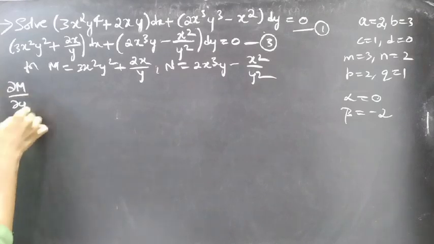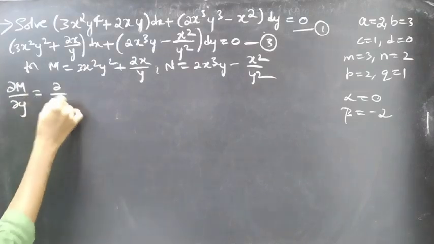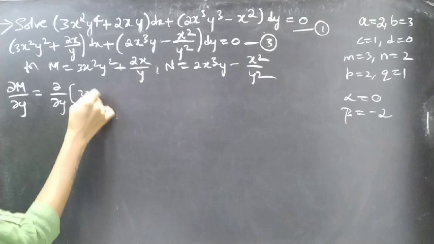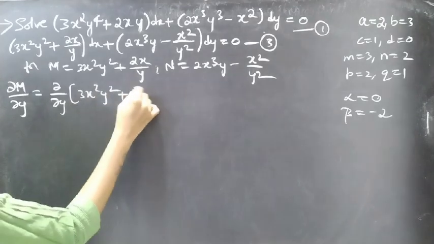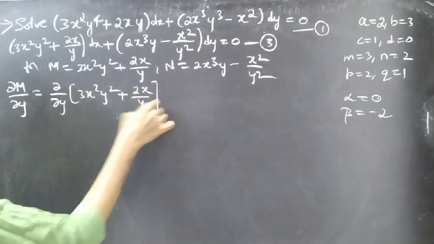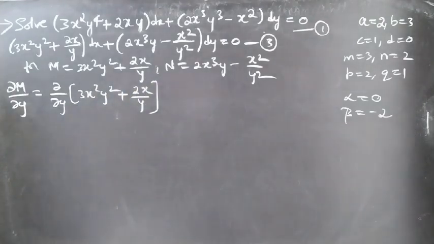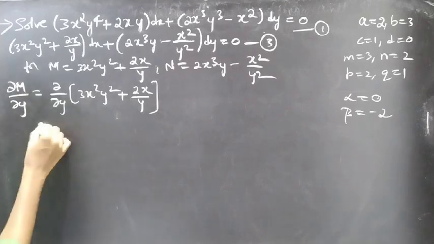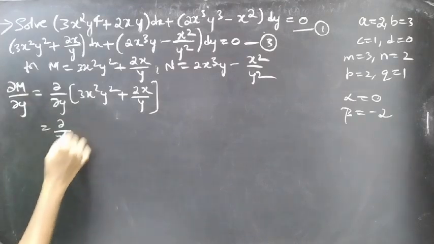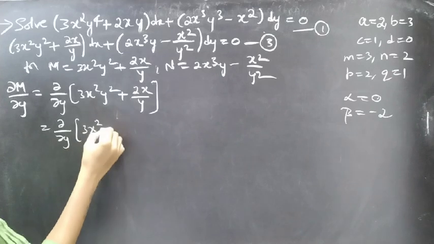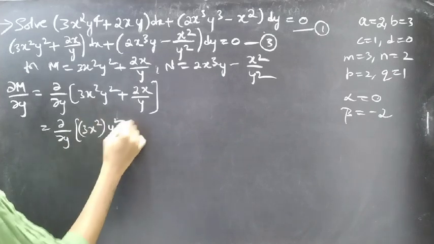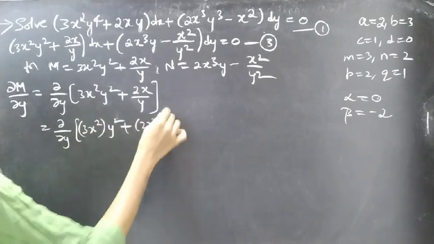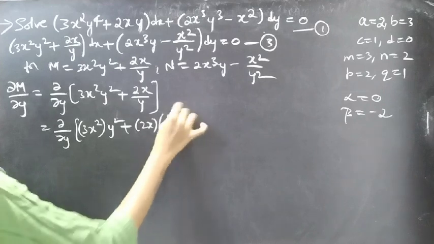Now I'll begin with the partial derivative of M with respect to y. For M equal to 3x square y square plus 2x by y. Since we need to find partial derivative with respect to y, so here x will be treated as constant. For that I'll write M as 3x square into y square plus 2x into 1 by y. Okay.